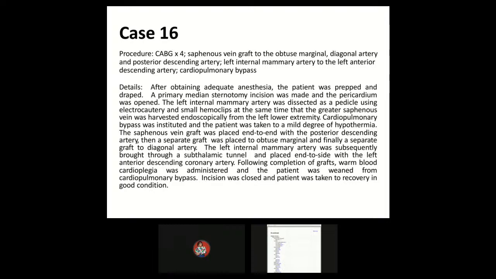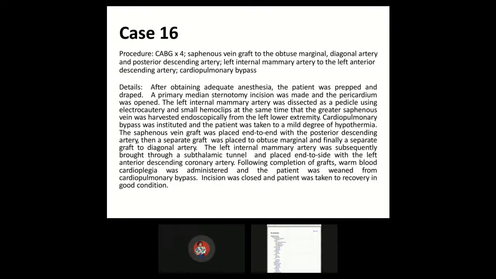So 3 sites where they used the device, which they used the patient's own situation. So let me just go back a little bit further. The Lima was dissected as a pedicle using electrocautery and small hemoclips at the same time that the greater saphenous vein was harvested endoscopically from the left lower extremity. There is a guideline that talks about when you use a patient's own vessel for part of the bypass, you can code that separately. It's coded to the root operation of excision. If you're like, I don't know what you're talking about, that means you need to read those guidelines because it is covered under there.